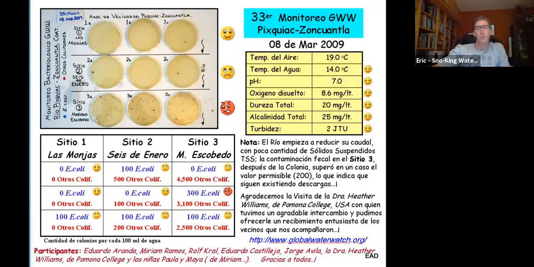Here's an example from Global Water Watch Mexico, where they just had an informational poster they put up, comparing different sites and showing what the results were in the different sites.